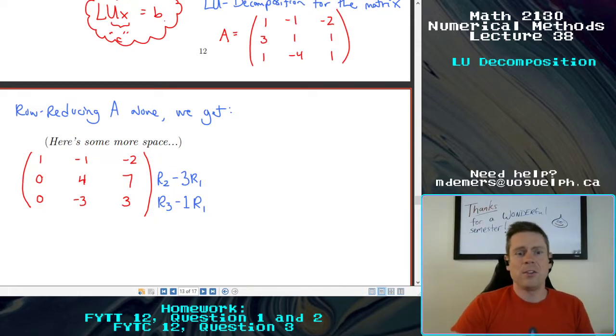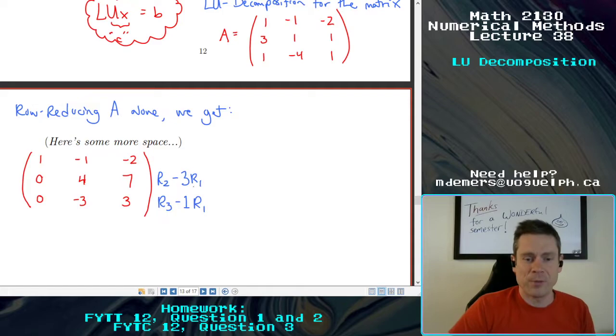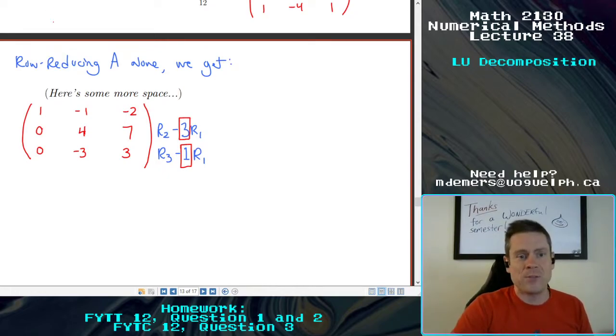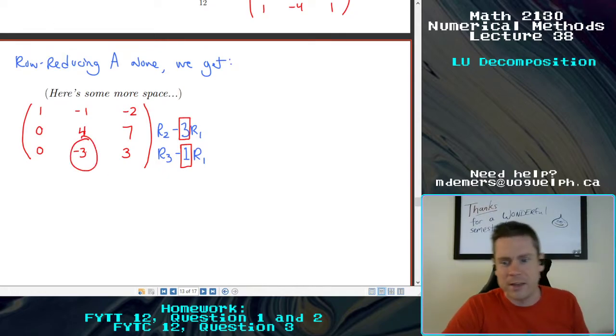Okay, so a couple things I want to take note of before I move on. I'm going to put a box around this 3 so we remember that that's going to be in the last matrix. And I'm going to put a box around this 1 to let you know that's going to be in the last matrix. We're going to construct that on this side. We have one more step though, because we still have to eliminate this entry right here.